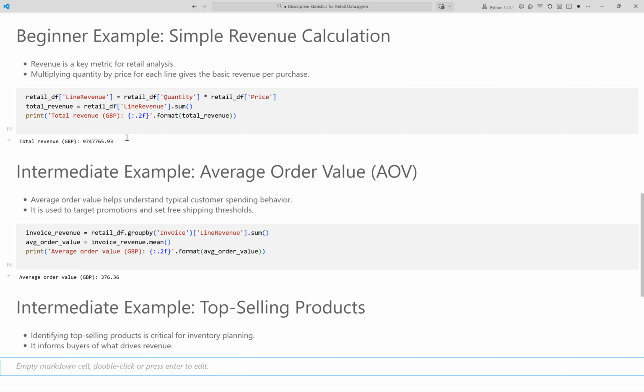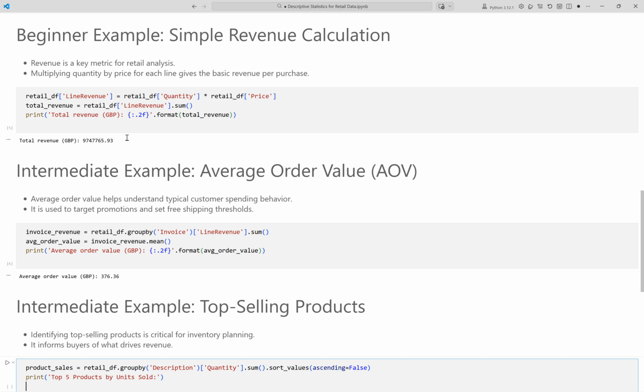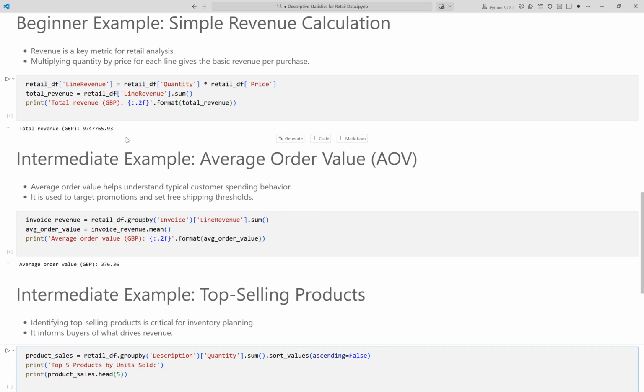We group by product description and sum the quantity to find total units sold per product. We print a header to show the top products. We print the top 5 products by unit sold, giving clear guidance on core inventory.